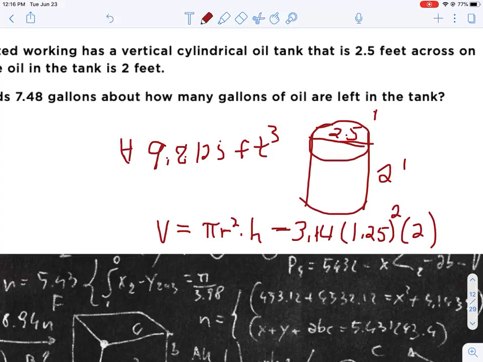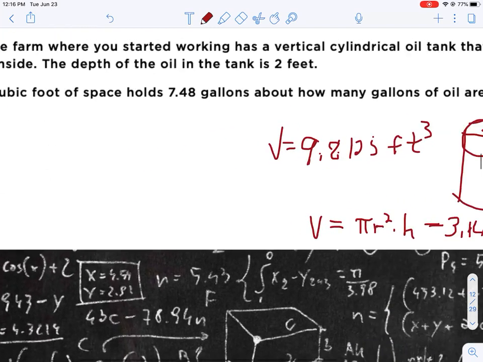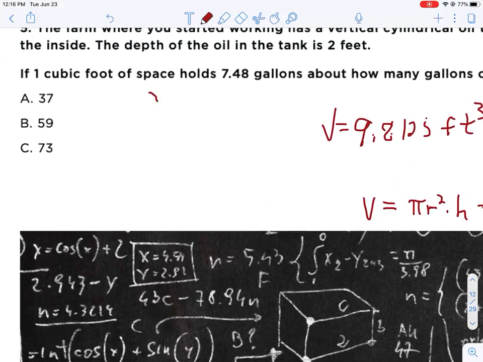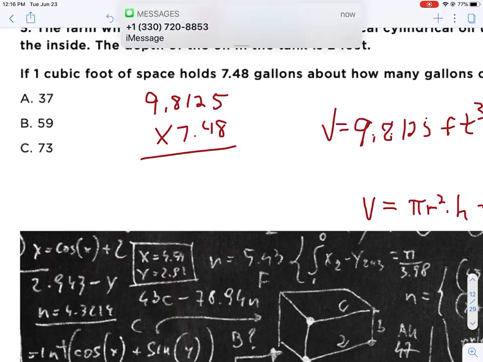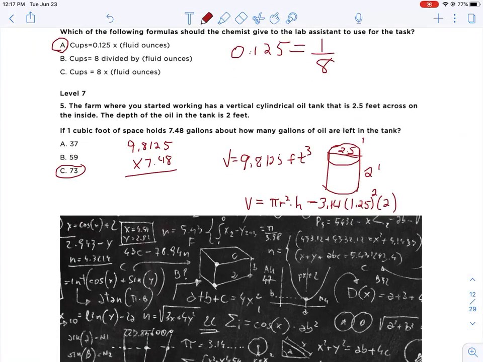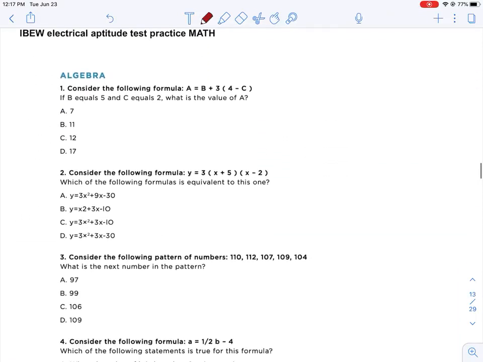Gosh, I'm so sorry I don't have my good stylus right now. Now, they said that every cubic foot holds 7.48 gallons. So if we do 9.8125 times 7.48, we should get what we want. So times 7.48 is 73 plus a little extra. Okay, so that's our answer there.